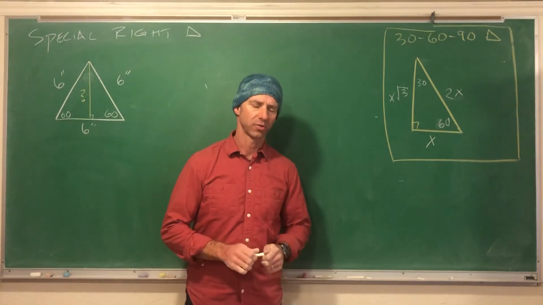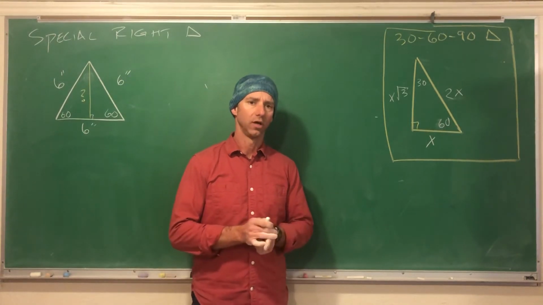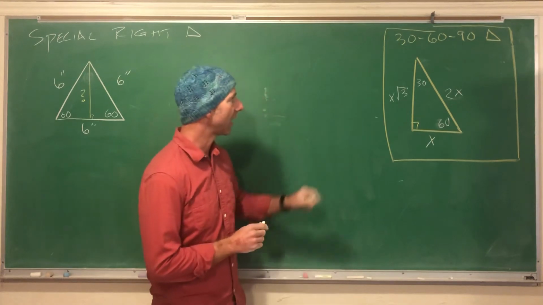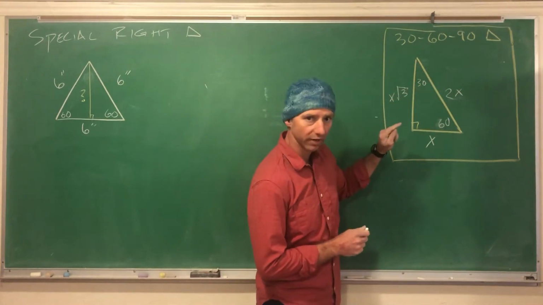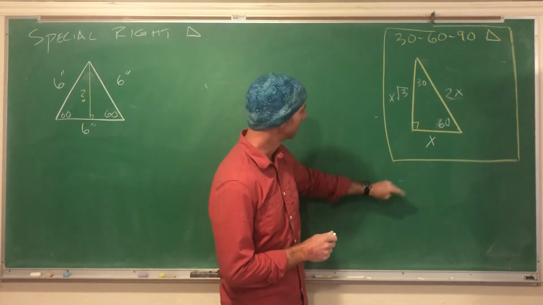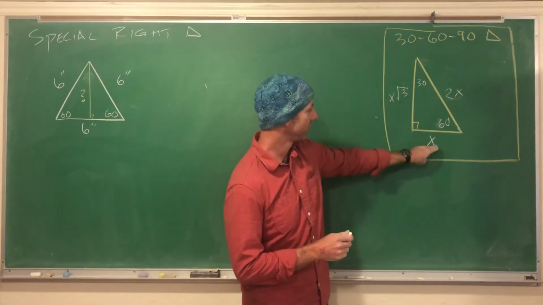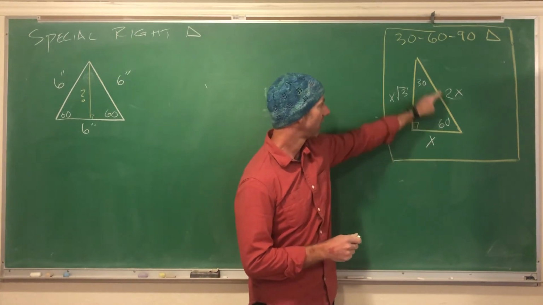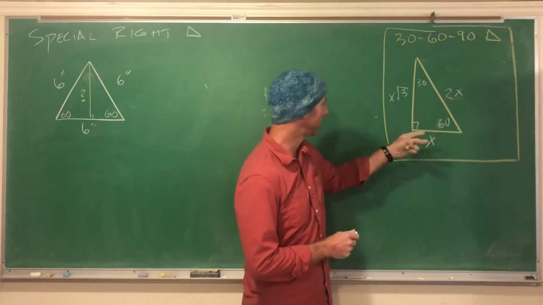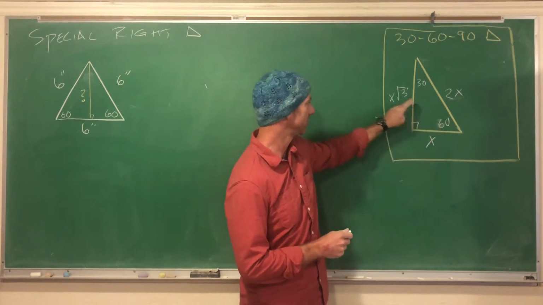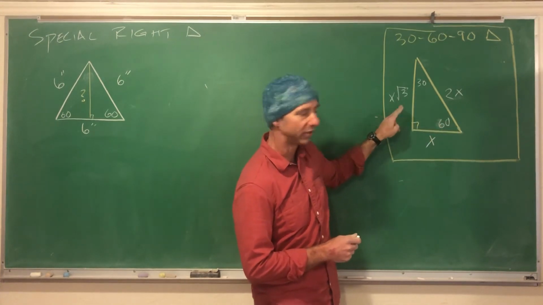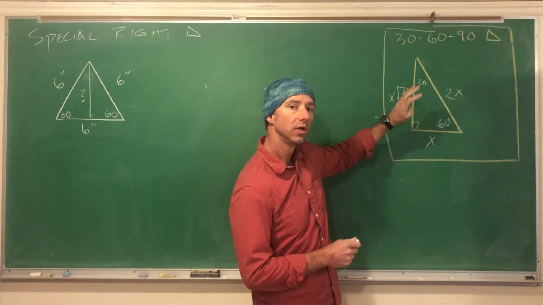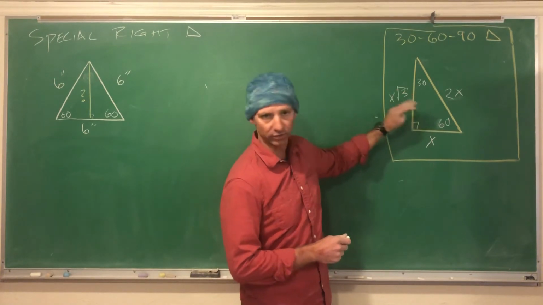To talk about special right triangles, this time another one. We just wrapped up looking at the 30, 60, 90 right triangle, and it has these relationships. The shortest length across from the 30 has a length of x, the hypotenuse is 2x, and the middle length across from the 60 is x times the square root of 3.